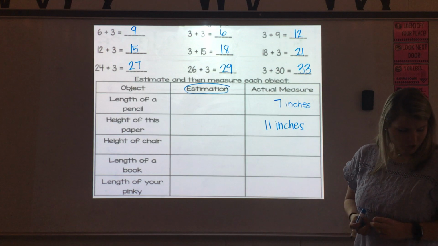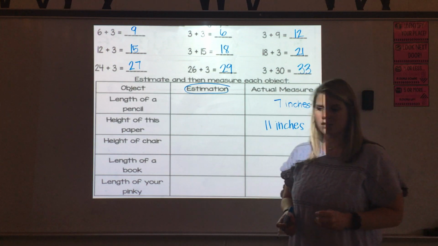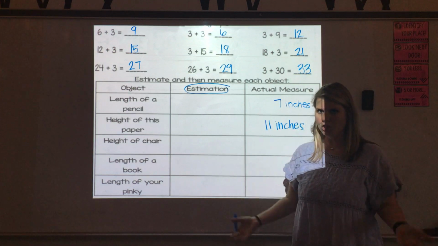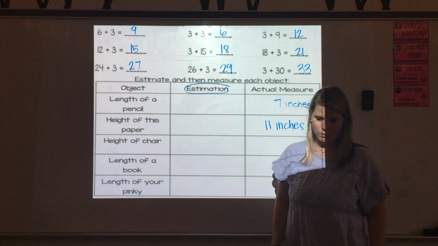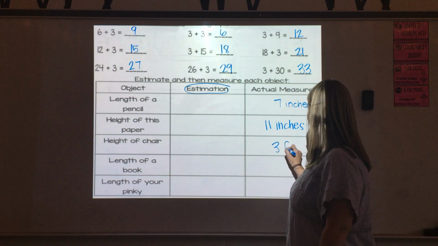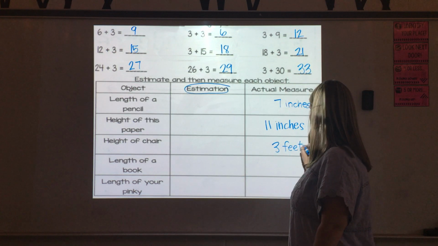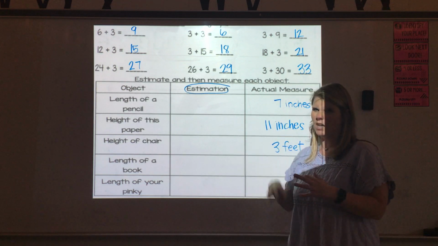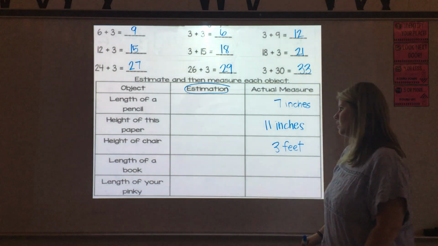Now, for a height of a chair, this is where we're going to be a little off because my chairs might not be the same height as your chairs. I used one of the just regular chairs that we have here in the classroom, and I got about 3 feet because, again, my best judgment was to use feet for that because it was a little bit bigger than inches, but not quite big enough to use a yardstick.